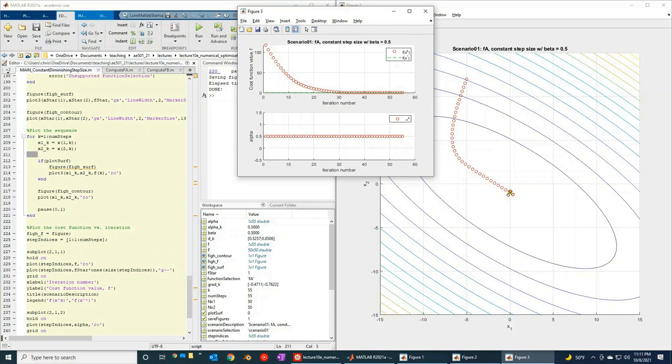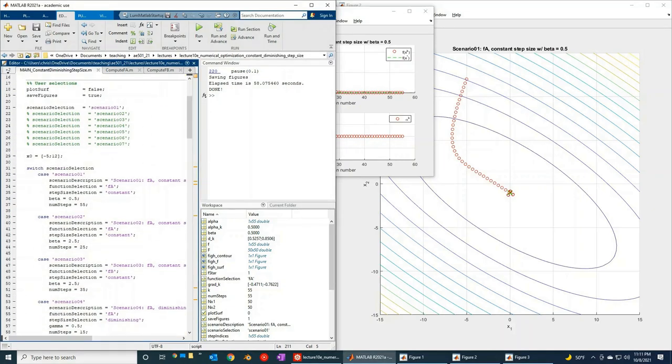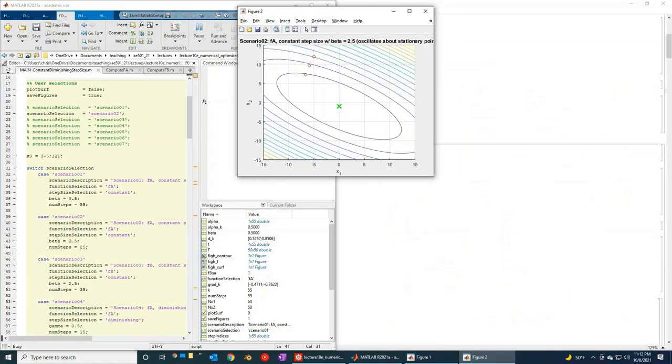And in fact, we can see that problem get exacerbated if we just change the situation a little bit. So instead of looking at scenario one, let's look at scenario two, which is the exact same situation, except I've increased the step size. So instead of having a step size of just 0.5, let's look at a step size of 2.5, so a 5-times larger step size. And let's go ahead and run this again, and we can get a gander at what's happening.